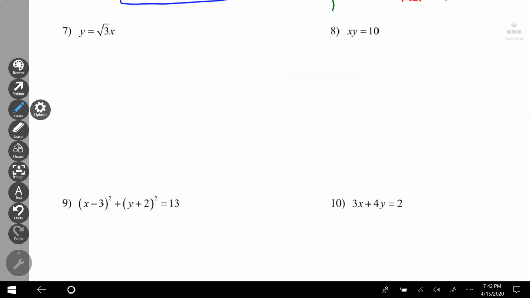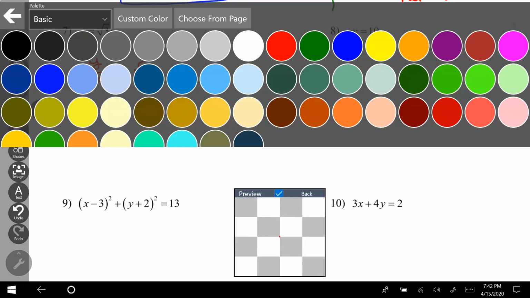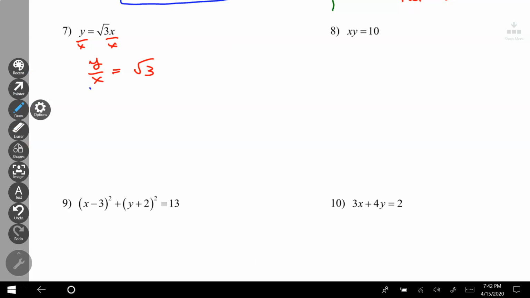Okay, number 7, again we have some easy substitutions. I could substitute in for x and y, but I'm not going to. I know if I divide both sides by x, I get y over x is equal to radical 3. Why do I like that? Because I know from the big 4, y over x is a very nice substitution. This turns into tangent of theta equals radical 3.